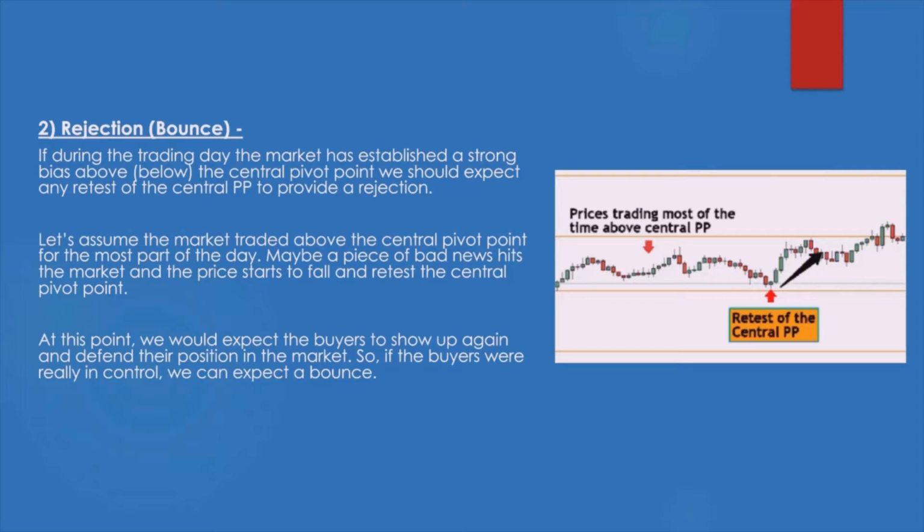Let's assume the market traded above the central pivot point for most of the day. Maybe a piece of bad news hits the market and the price starts to fall and retest the central pivot point. At this point, we would expect the buyers to show up again and defend their positions in the market. So if the buyers were really in control, we can expect a bounce.